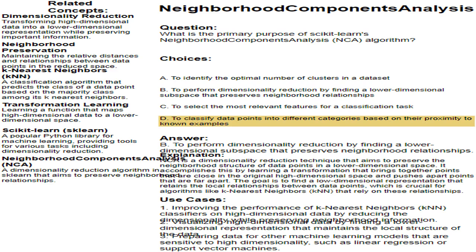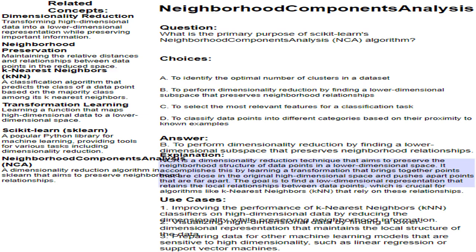D. To classify data points into different categories based on their proximity to known examples. Incorrect. This describes the k-nearest neighbors (KNN) algorithm. NCA is a dimensionality reduction technique that prepares data for algorithms like KNN.